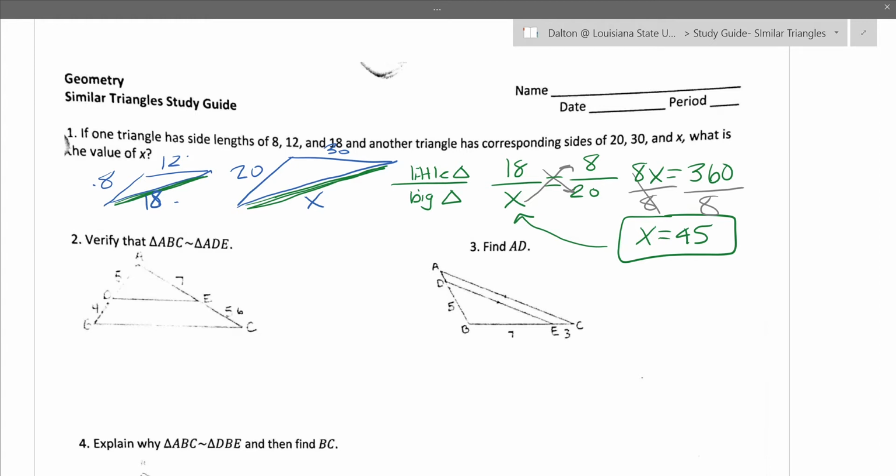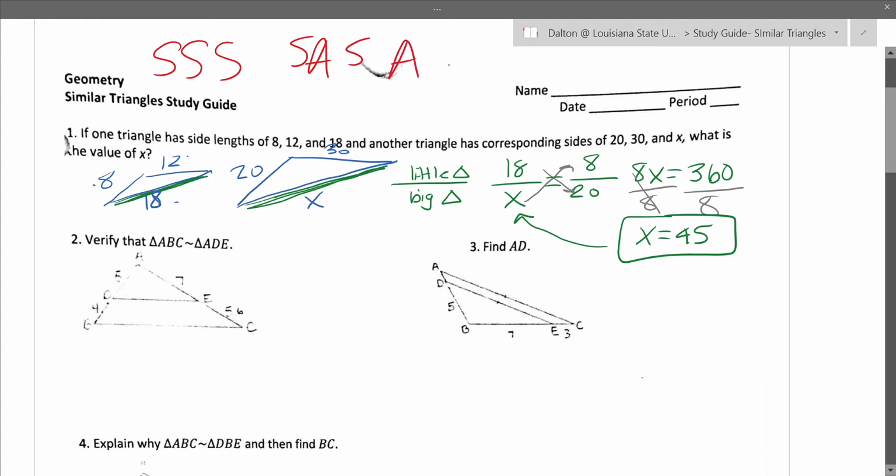Number 2 says verify that triangle ABC is similar to triangle ADE. Okay, so if I'm going to verify, that means they are similar already and they need me to prove how I know. So a few things. I need to choose a postulate. So at the top of the paper, let's go ahead and write our three postulates. When I prove or verify triangles are similar, I'm either going to use SSS, SAS, or AA.